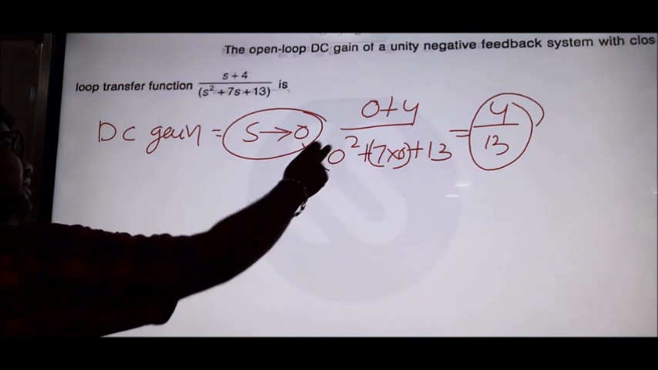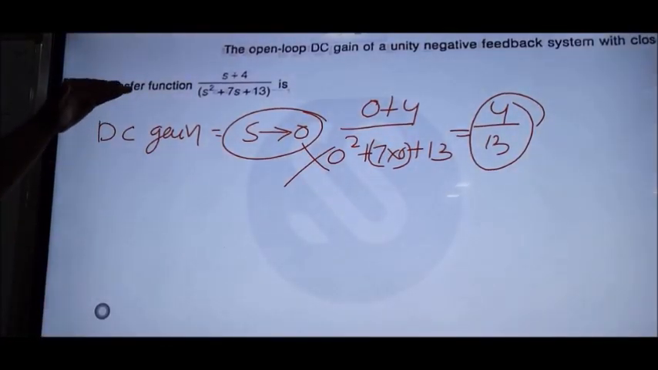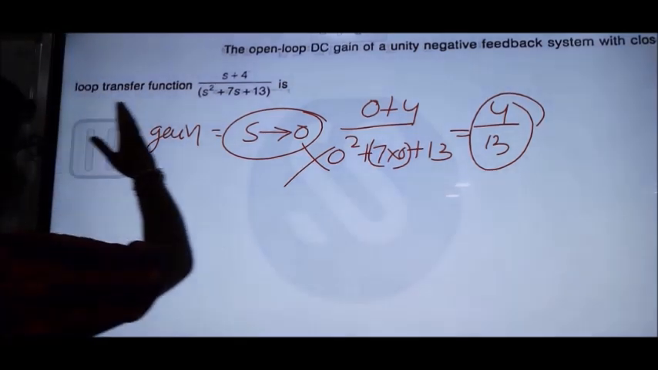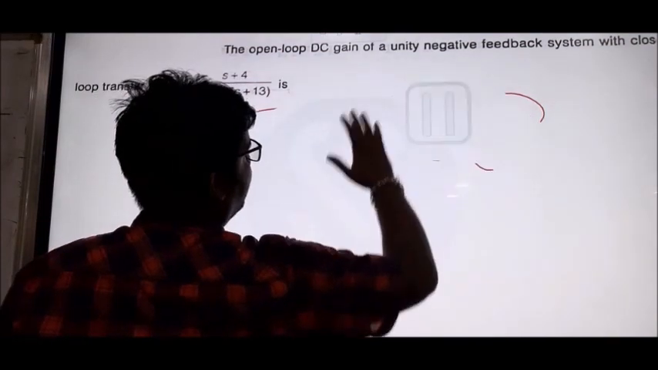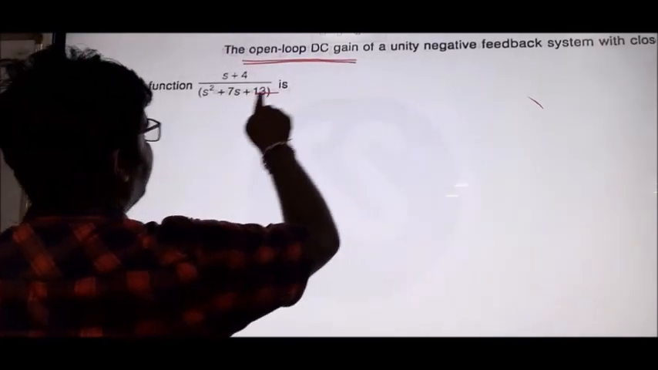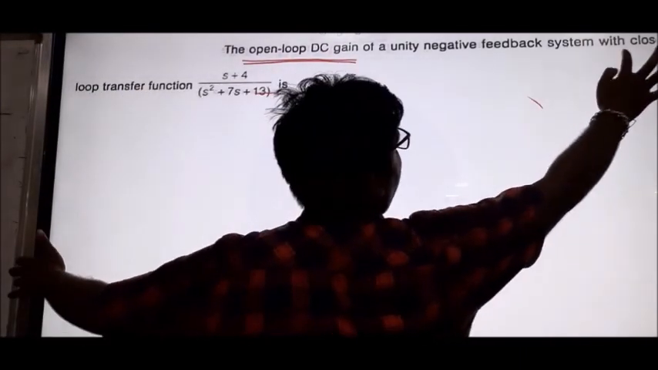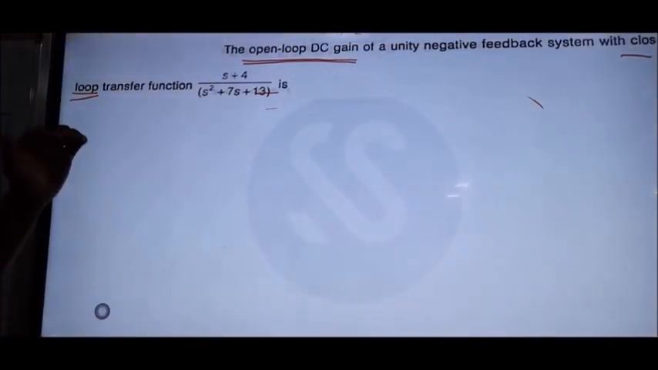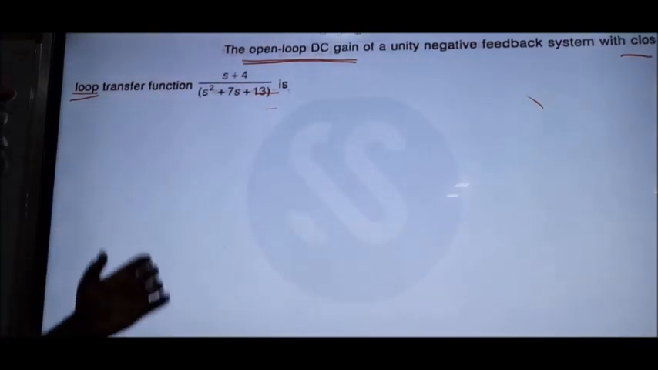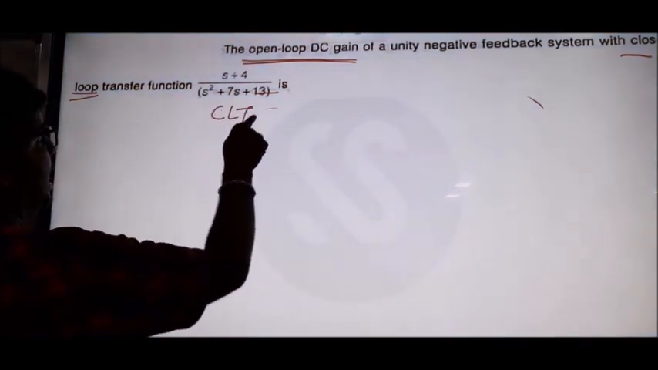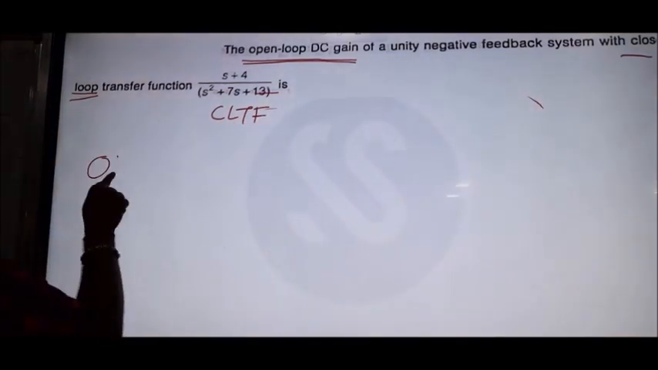No. This is the wrong answer. Yes, this is the formula to find DC gain. But what does it ask? Read the question carefully once again. The question asks for the open loop DC gain, and the given transfer function is a closed loop. It may not be mentioned whether the closed loop is unity feedback or not, so by default you take unity feedback. Then this is CLTF and you want to find the OLTF.